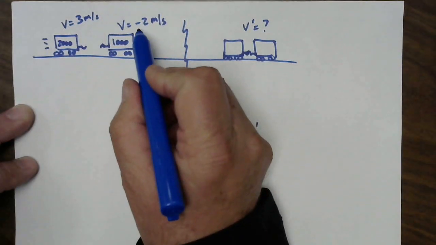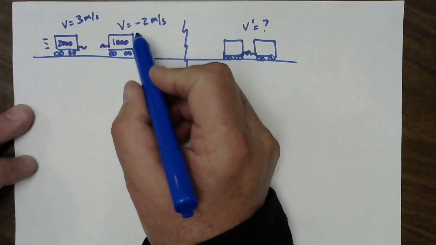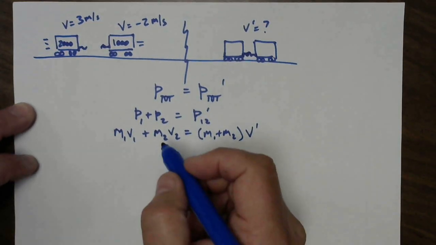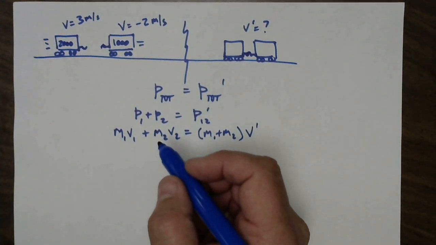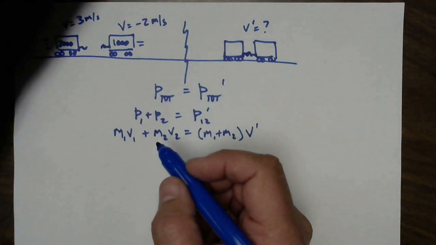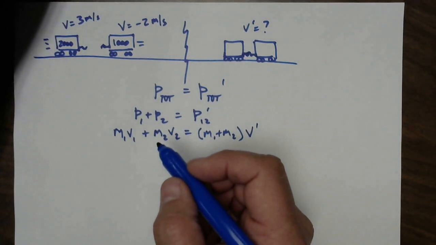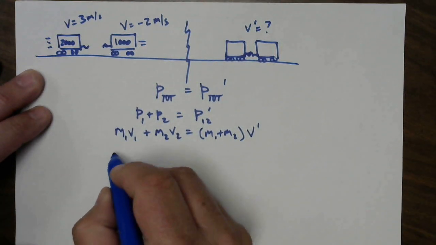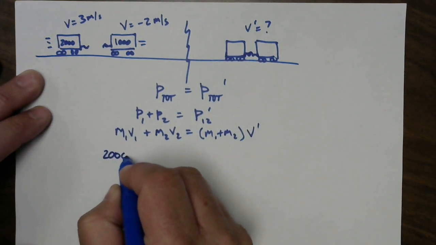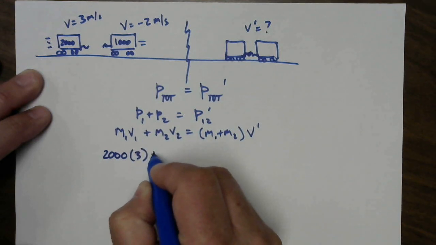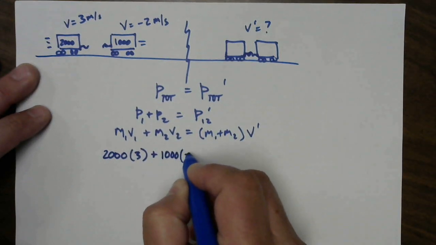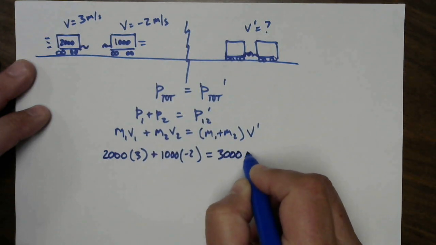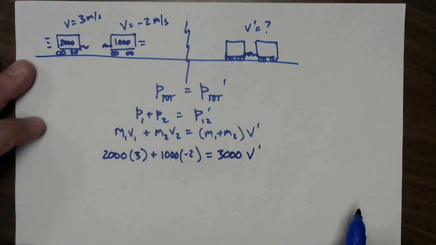And remember, we have to have the minus sign on this velocity. Momentum is a vector, and direction is important. We might have glossed over minus signs when we were doing kinetic energy, but that's because they were going to get squared away anyway. But here we have to be very careful about that. Okay, 2,000 times positive 3 plus 1,000 times negative 2 equals 3,000 times v prime.